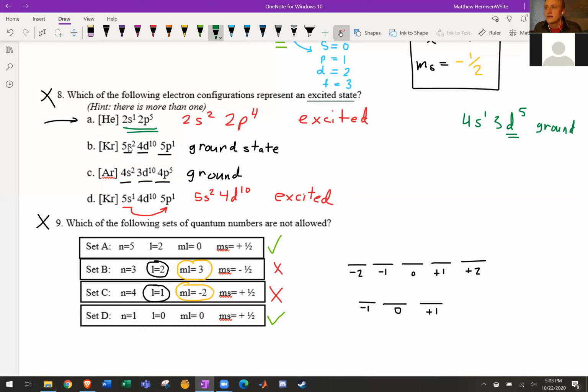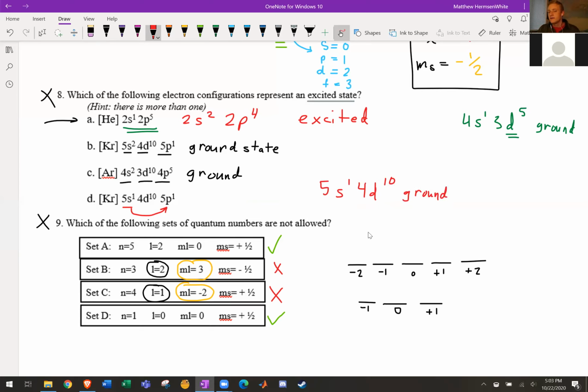Okay, yeah, good luck. So Sachin, you asked about 8D. I thought the D orbital took the electrons from the 5s. Yes, Sachin, this is the correct case. If you had, for example, 5s1, 4d10, this one would be ground state.